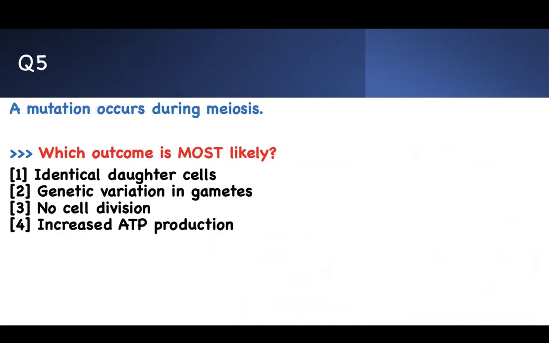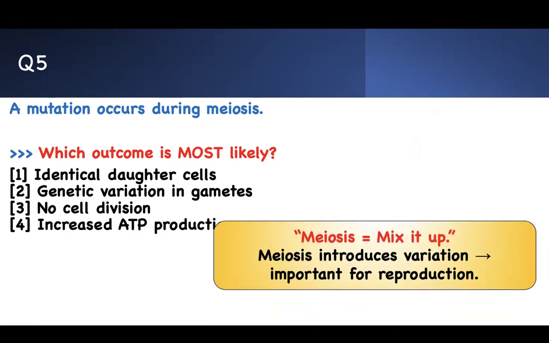A mutation occurred during meiosis. Which outcome is most likely going to happen? Keyword, meiosis lead to variation. We have different kind of people even within the same family due to variation. And meiosis does not produce identical cells and no cell division. Cell division occur and increase ATP production. The right answer, variation. And therefore, meiosis mix things up. Buzzword, meiosis, mix things up.